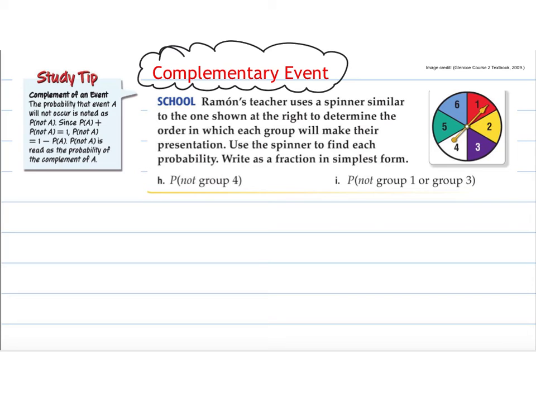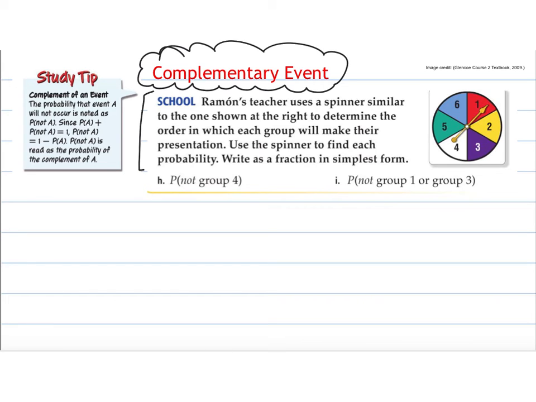And then lastly, the last vocab word that I want to make sure that you have written down is a complementary event. A complementary event goes along with the probability of an event. So the probability of something happening, the complementary would be the probability of that same thing not happening. So let's look at this example.